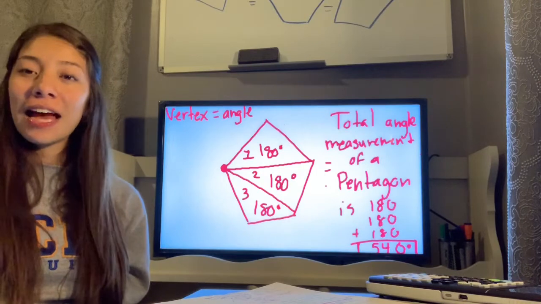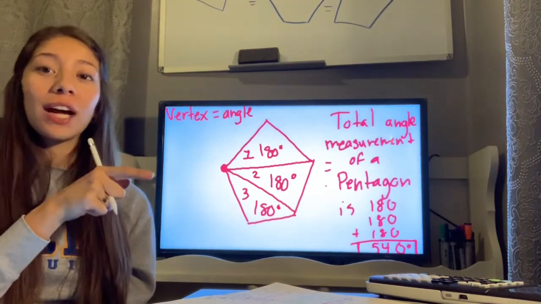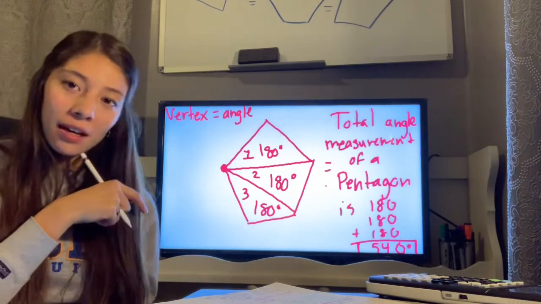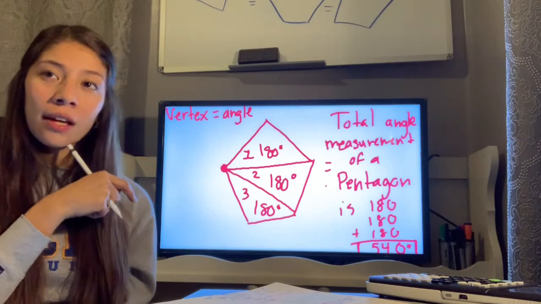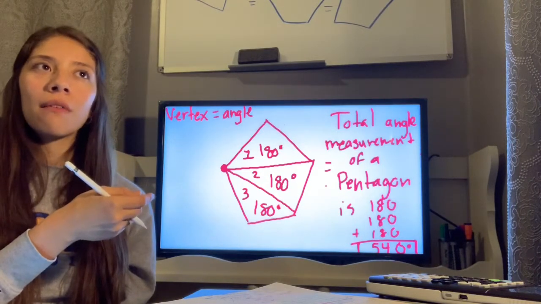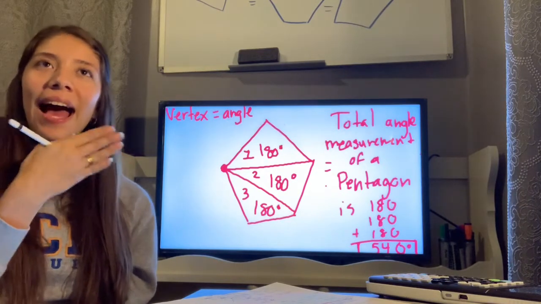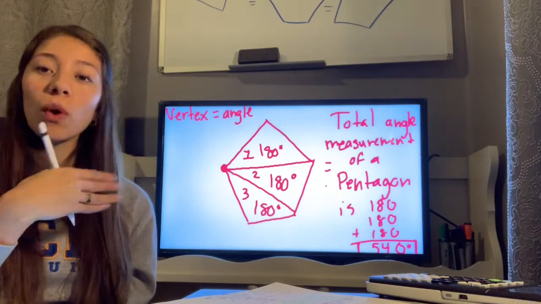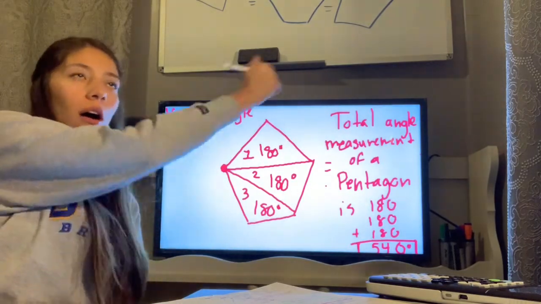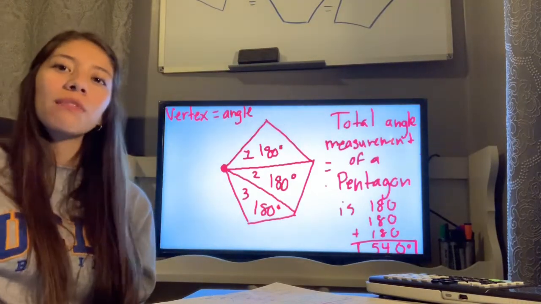And that is it. I just wanted to show you guys how to find it, because tomorrow we're gonna figure out how do you find the total angle measurements of a hexagon, septagon, octagon, and then later on Thursday we're gonna figure out, okay, what if we have a polygon that has 10 sides, 20 sides, 30 sides. We obviously don't want to draw a 20-sided polygon and then cut it. That's going to be a headache. So how do we figure this out?